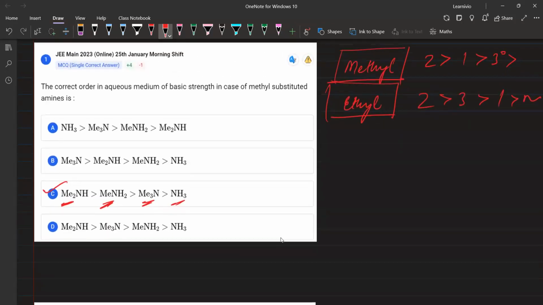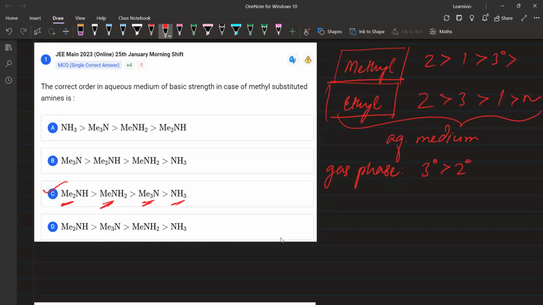So write this down. By the way, this is in aqueous medium. Another question comes in gas phase. In gas phase it is 3 degree, then 2 degree, and then 1 degree, because there is no solvent effect there. That is why it is 3 degree, 2 degree, and 1 degree. Please write this down. This is the basic strength of amines.